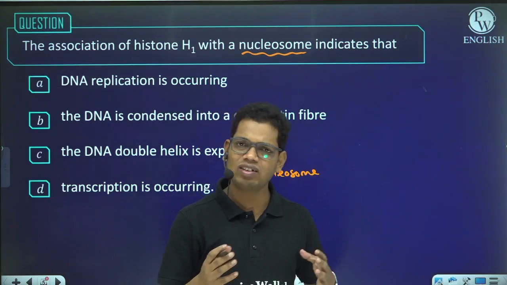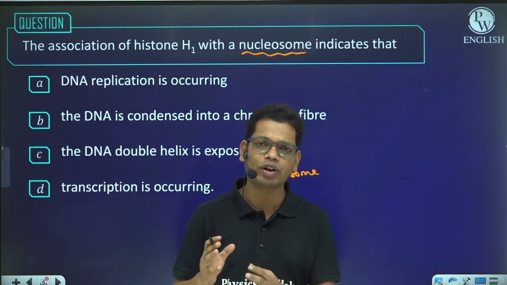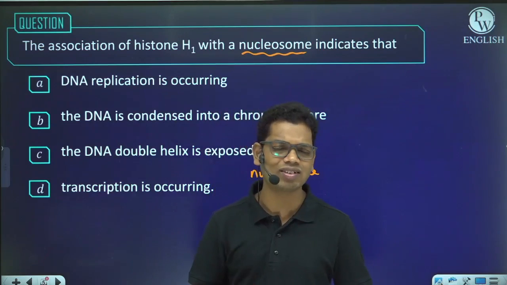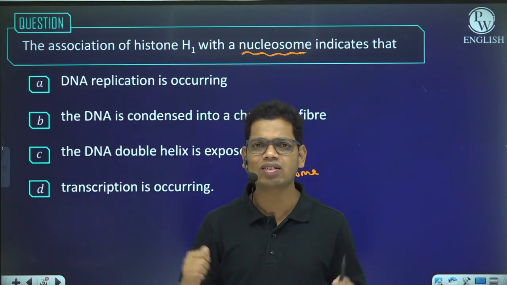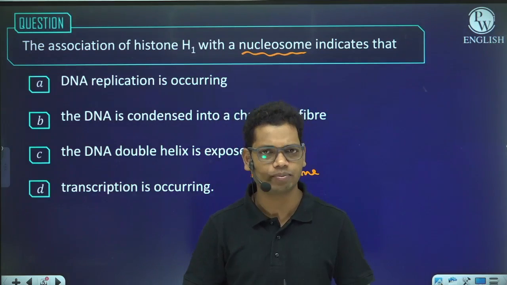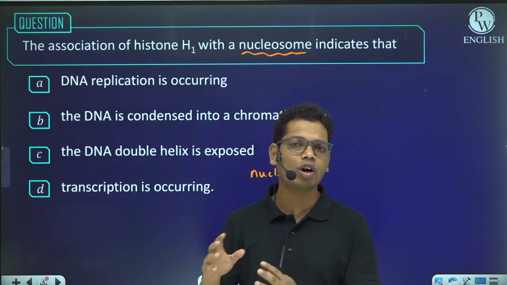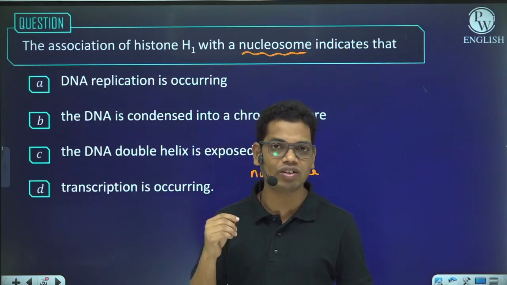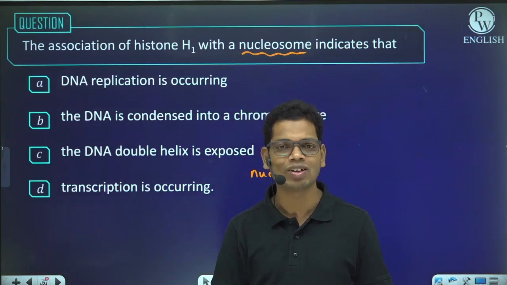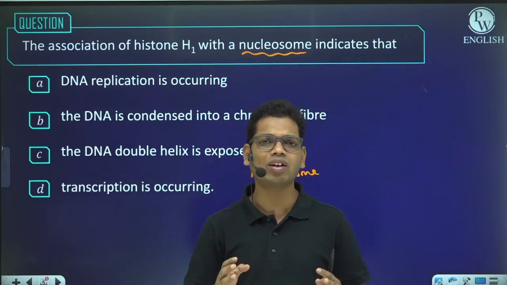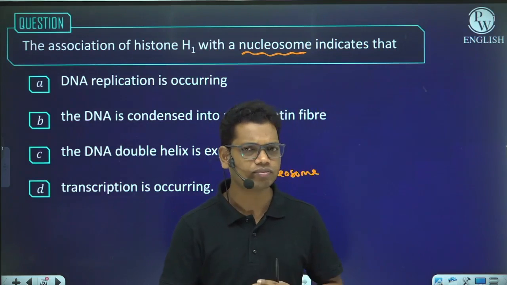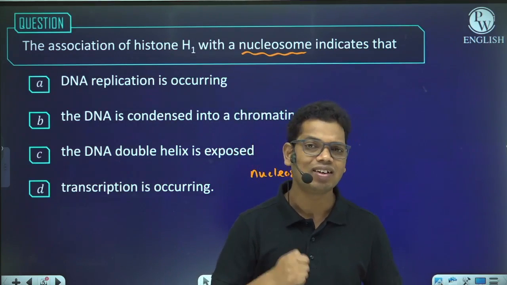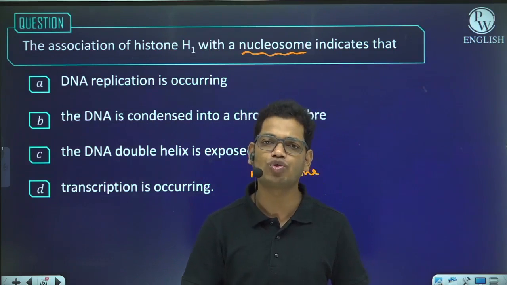See, in a cell, whether the cell is eukaryotic or prokaryotic, the length of the DNA present in those cells is very, very high as compared to the size of the cell. Okay, and if you talk about the eukaryotic cell, especially the human cell, then the length of the DNA is about 2.2 meter. And to accommodate such a long DNA in such a small cell, we have to pack the DNA, and this packaging of DNA is achieved with the help of histone proteins.